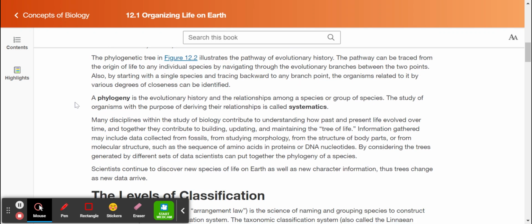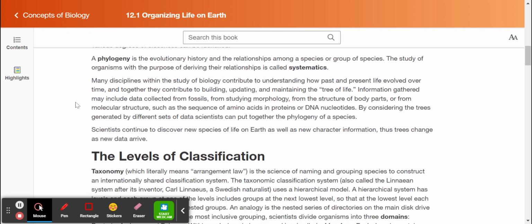A phylogeny is the evolutionary history and the relationships among a species or group of species. The study of organisms with the purpose of deriving their relationships is called systematics. Many disciplines within the study of biology contribute to understanding how past and present life evolved over time, and together they contribute to building, updating, and maintaining the tree of life.